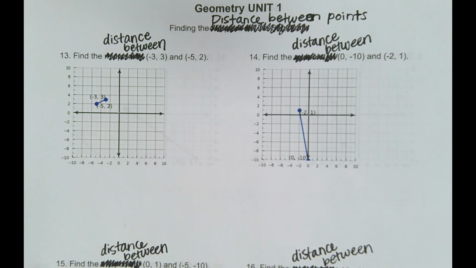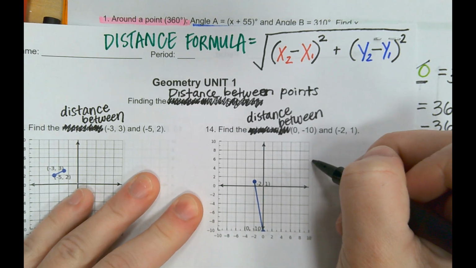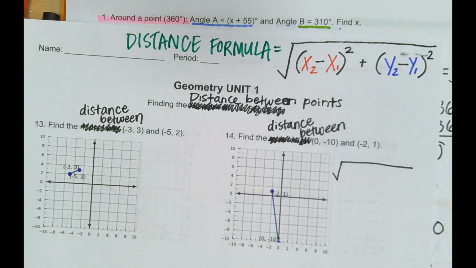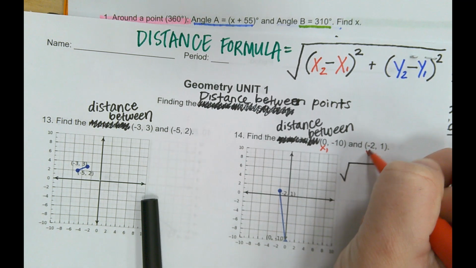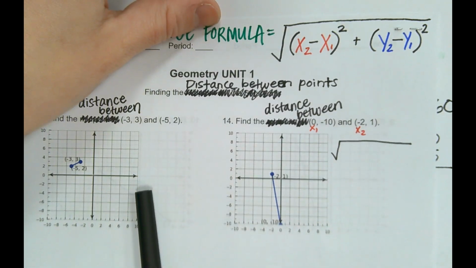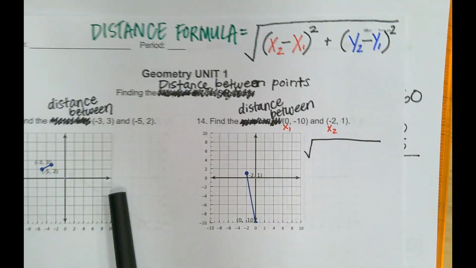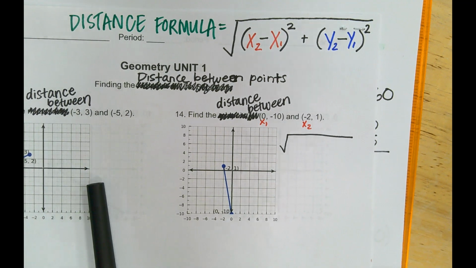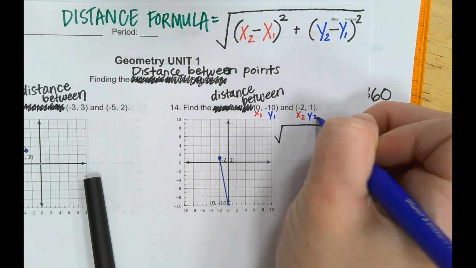Not fun. Okay, let's do 14 real quick. So we're going to start with our big square root, and we want to plug in our correct x and y values. Okay. So I labeled my x1 and x2. Now I'm going to label my y1 and y2.